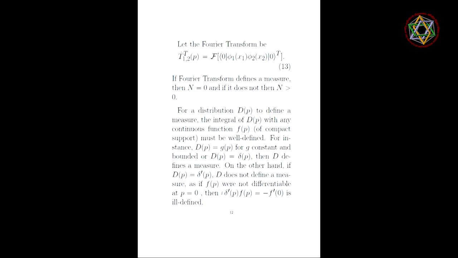Alright. Now I make some cryptic statements for a distribution D of p, which Professor Balachandran mentioned in the morning. To define a measure, the integral of D of p with any continuous function of compact support must be well defined. For instance, if D of p is g of p for g constant and bounded, or it's a delta function, then D defines a measure. On the other hand, if D of p is a derivative of the delta function in the momentum space, D does not define a measure, as if f of p were not differentiable at p equal to 0, then the integral of delta dash of p f of p is minus f dash of 0, which is ill-defined.